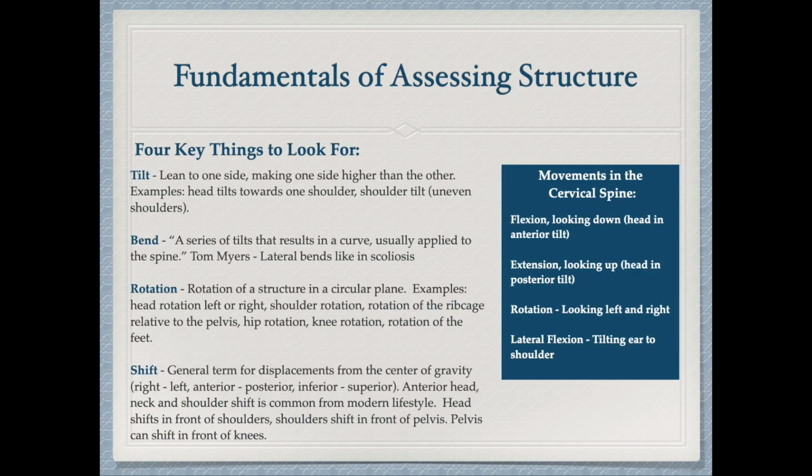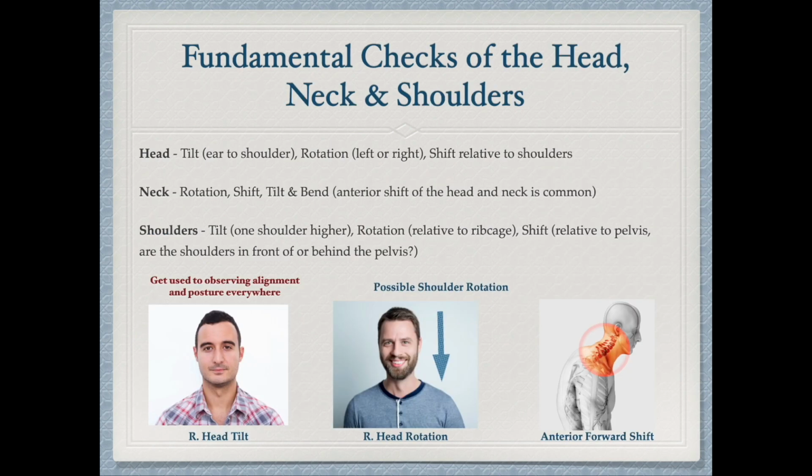Now, the last term that I want to introduce you to here is a shift. And this is a general term for displacements from the center of gravity. Okay, so let's just look at a picture to see the most straightforward example. Right here, this shows an anterior forward shift of the head. So the spine, or the torso, we can think of that as a center of gravity. But in the case of shifts, there is this displacement either forward or backward, or it can occur in different directions. But here we see a very common pattern being an anterior forward shift.